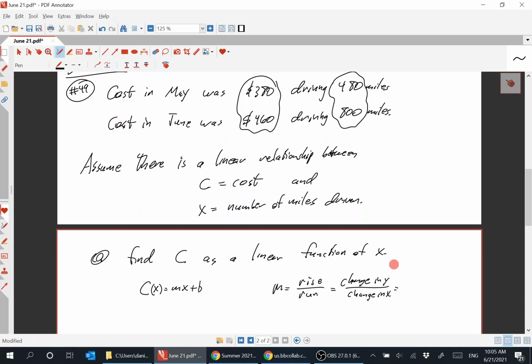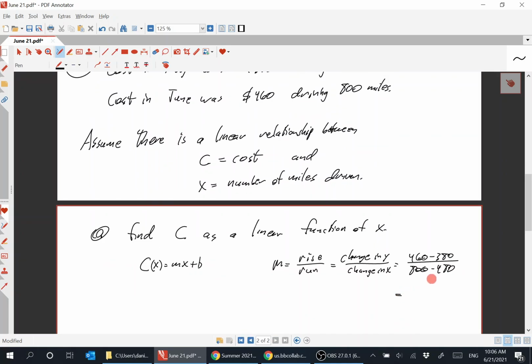All right, so in this case, change in y would be 460 minus 380 over change in x, 800 minus 480. Taking care to make sure we did the subtraction in the same order both times. So June minus May over June minus May, or May minus June over May minus June. So this is 80 over 320, or 8 over 32.